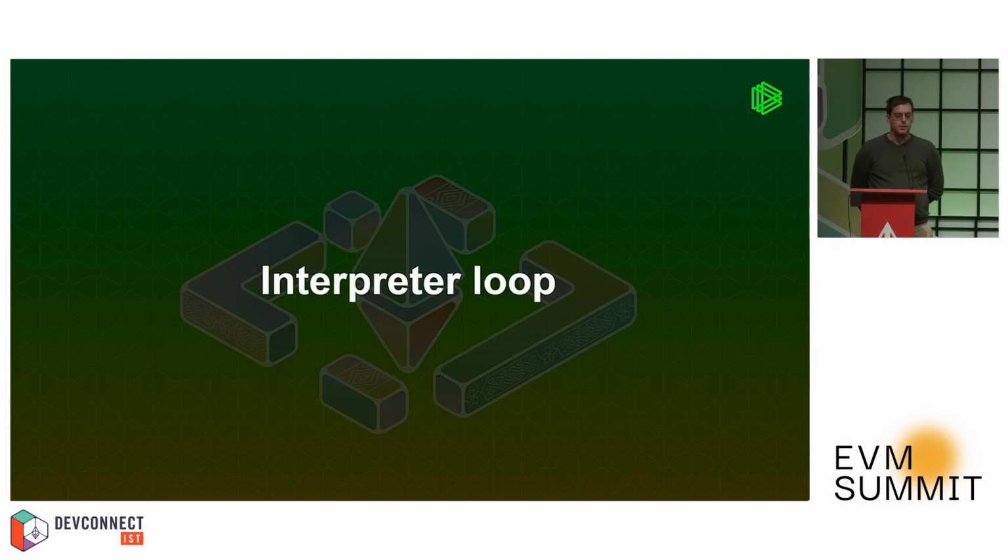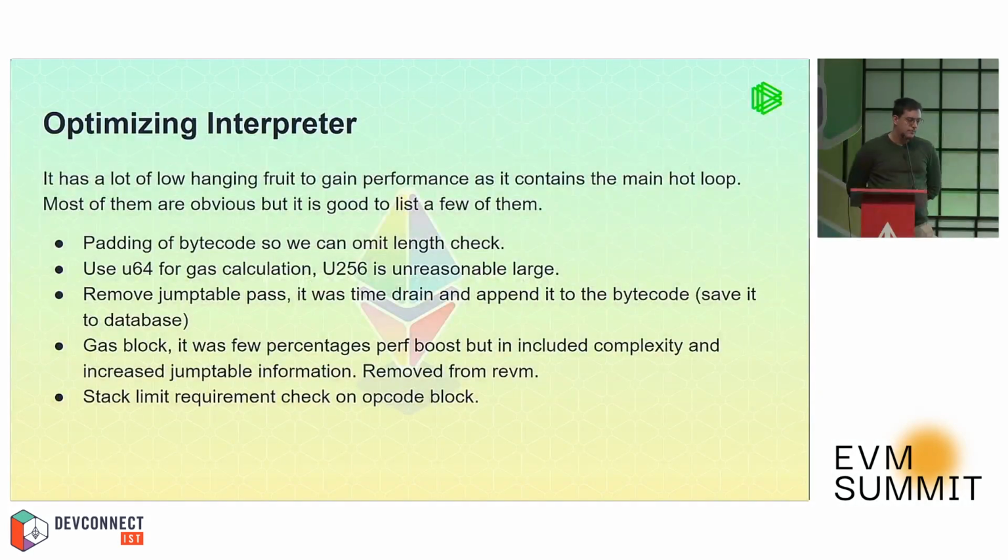We'll start with the interpreter loop. Basically, it's the main loop where every instruction needs to be executed. It's the hot loop where a lot of optimization can be done. Most of them are obvious. Some of them took years to figure out, not just to figure out, but to get the idea that it can be done. But it's always nice to list a few of them, just to see where we came from and where we are now.